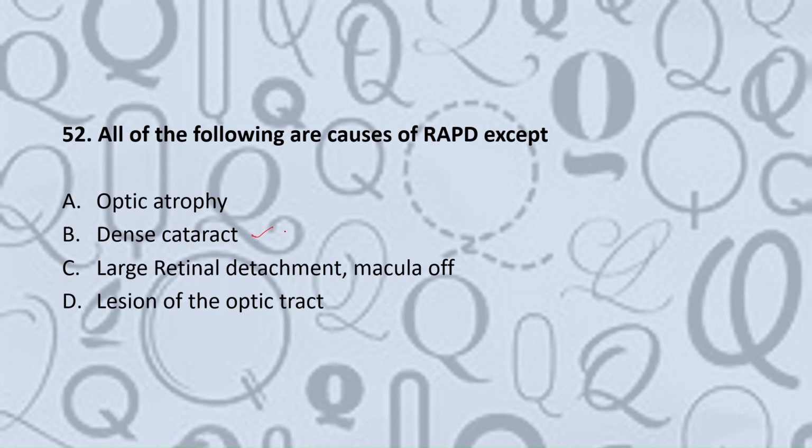So pupil is one of the very important signs that we rely on. The presence of an RAPD will tell us that there is something going on. So a cataract can never cause an RAPD. Please remember that even if it's a hypermature Morgagnian cataract, there cannot be an RAPD. So the right answer here is dense cataract.